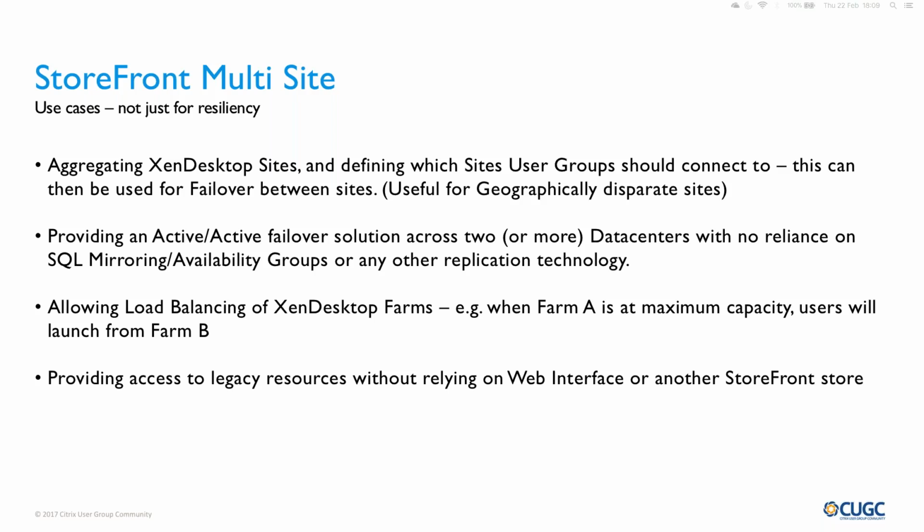We can also load balance XenDesktop farms, so if farm A is at maximum capacity, users will launch from farm B. That might seem like a slightly strange option, but let's take a practical example. Let's say you have enough money to buy new server hardware to support 500 users. You might have a user base of 1,000 users on your current infrastructure, but you do have the option with StoreFront Multi Site of saying, right, the first 500 people to log in, or our 500 most important users, will get the newer hardware, whereas the other users will get the older hardware.